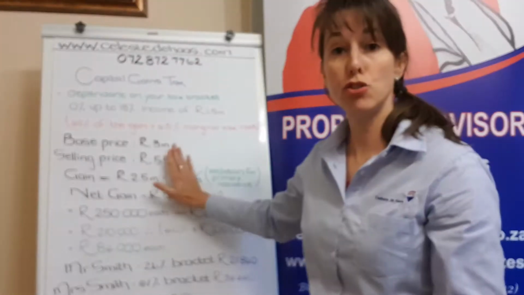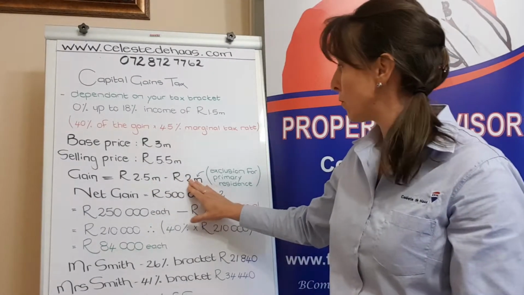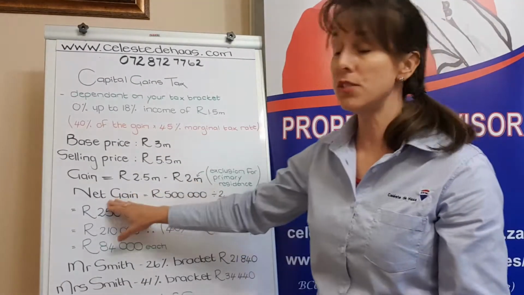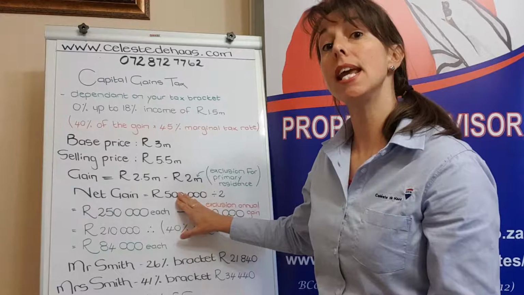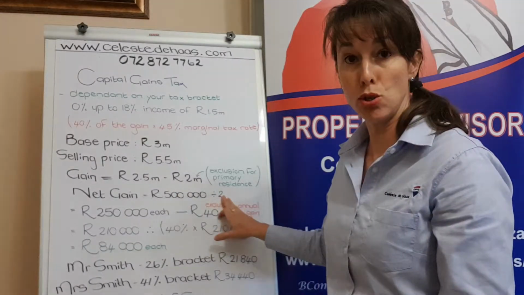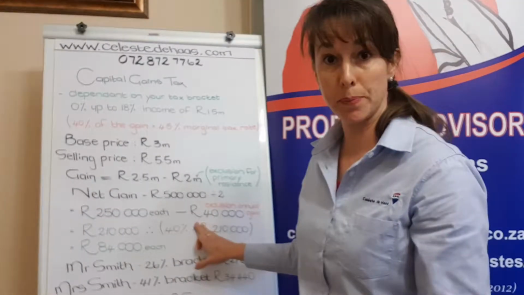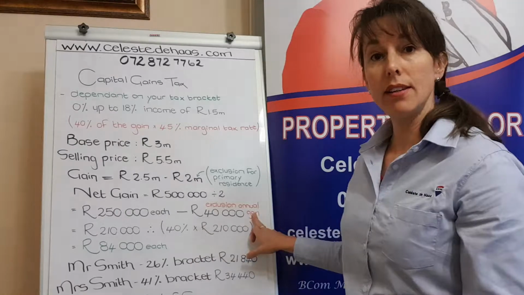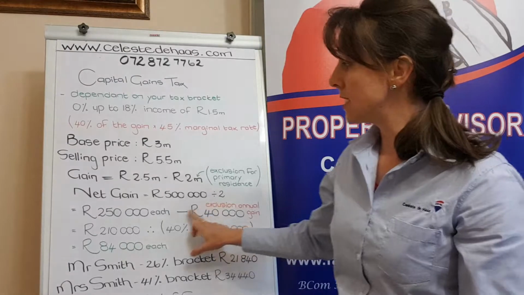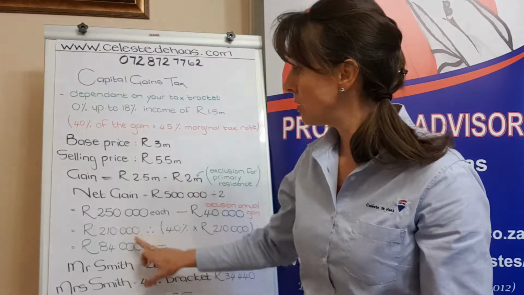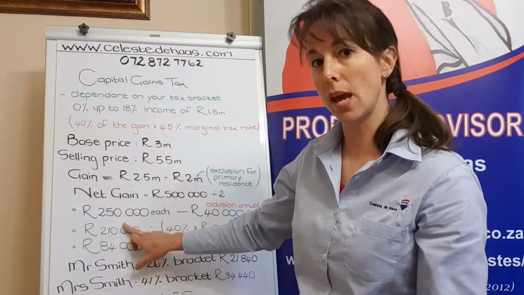The gain is 2.5 million rand, minus the 2 million rand exclusion for their primary residence, which gives a net gain of 500,000 rand. This needs to be shared equally, so we divide it by 2, which gives us 250,000 rand each. Annually, there's a capital gains tax exclusion of 40,000 rand. We deduct that off the 250, so each of them will pay 210,000 rand towards capital gains.